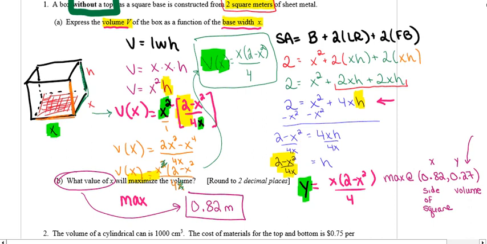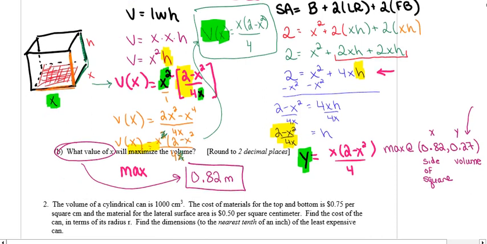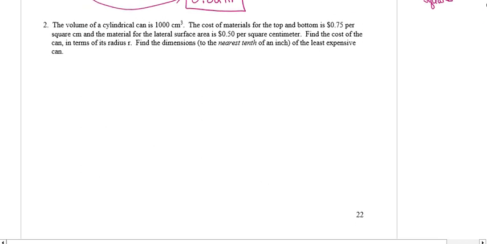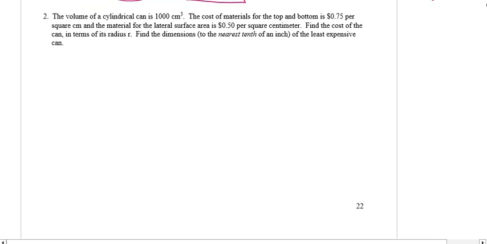All right, I think that about takes care of everything for number 1. Good times, fun times. All right, number 2. This is the volume of a cylindrical can, and they tell us that that volume is 1,000 cubic meters. The cost of materials for the top and the bottom of the can is 75 cents a square centimeter. Material for the lateral surface area is 50 cents per square centimeter. Find the cost of the can in terms of its radius. Find the dimensions of the least expensive can.